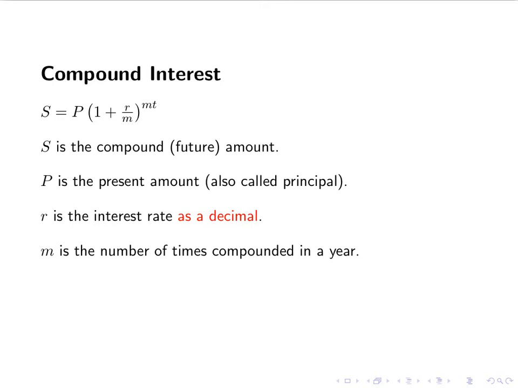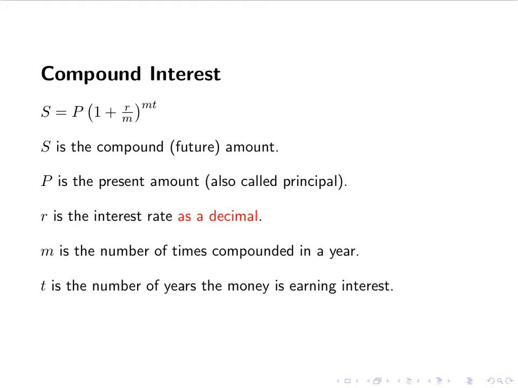M is the number of times the interest is compounded in a year. So you'll always be given something like 3% interest compounded monthly. So then you ask yourself, how many times does a month occur in a year? So M would be 12. If the interest was compounded quarterly, M would be 4. There are 4 quarters in a year. Okay, so you're going to be given it as a word, and you have to translate that into a number by saying how many of those occur in a year.